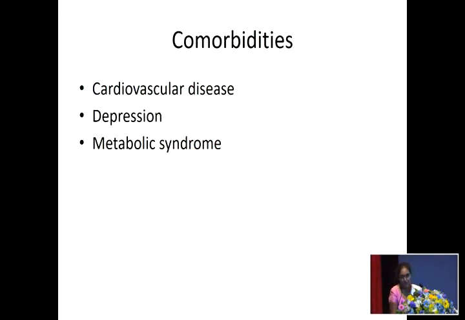Other than the musculoskeletal involvement, it can have other comorbidities like cardiovascular disease. They are more prone to ischemic heart disease-like conditions. These patients have disruption in their psychosocial relationships, so they are prone to depression-like things, and they get metabolic syndrome more commonly than the normal population.